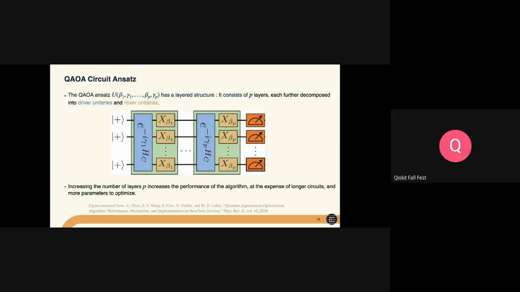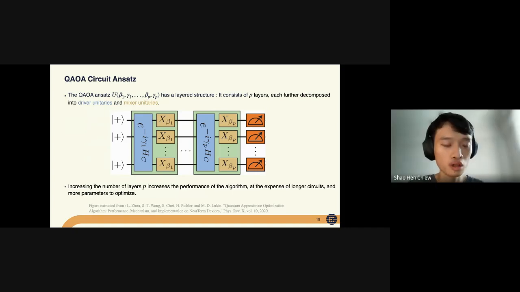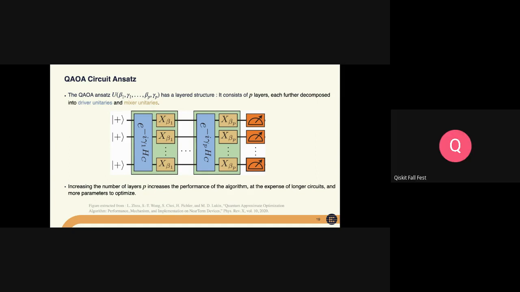Thank you, Shao. And with respect to that, we had another question. QAOA can be applied to network science and graphs? If I'm trying to detect communities in a large set, what would be the limits?